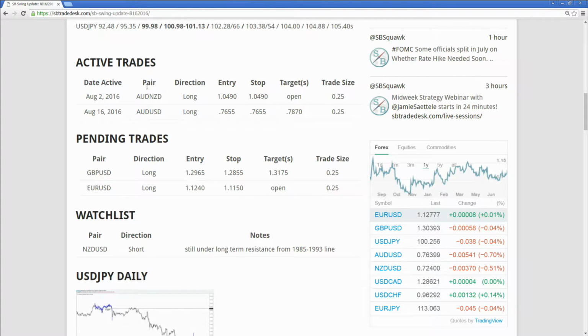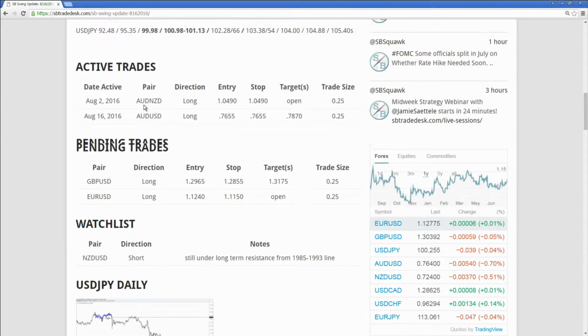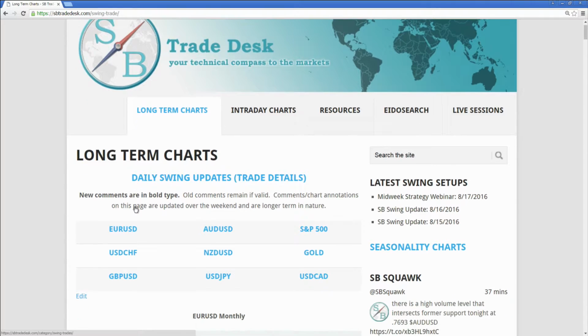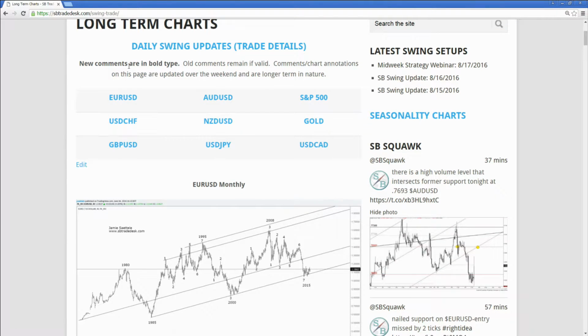In other words, what it is you're trading, or we're trading, the dates, direction, entry, stop, targets, trade size, and there's a whole section on trade size, so you can understand what that is. For those that want to know a little more here, I'm going to go through some details on exactly what all this means.